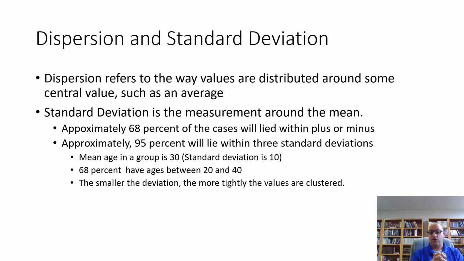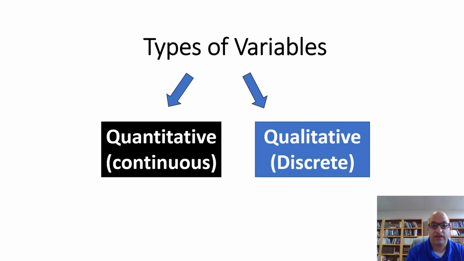68 percent of the cases will lie within a plus or minus range. 95 percent, again, will lie within 3 standard deviations, and you begin to group that out in terms that are both descriptive in analysis, but based on numbering, a mathematical equation that exists.